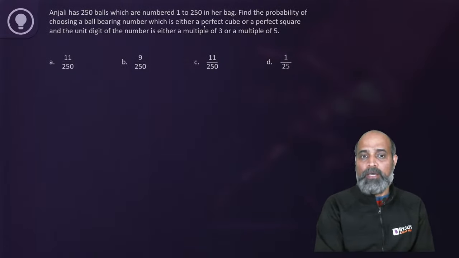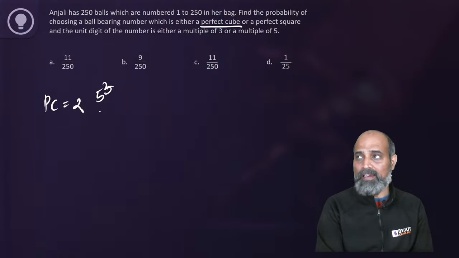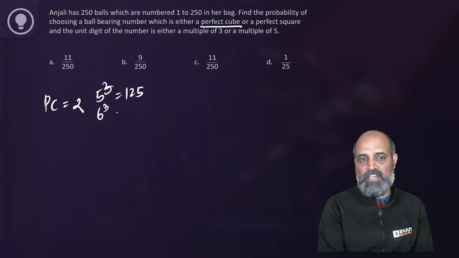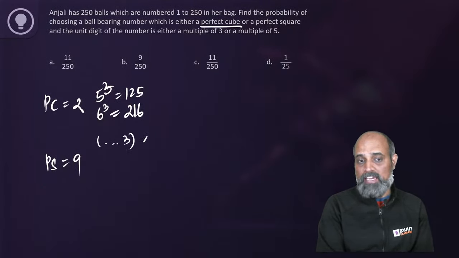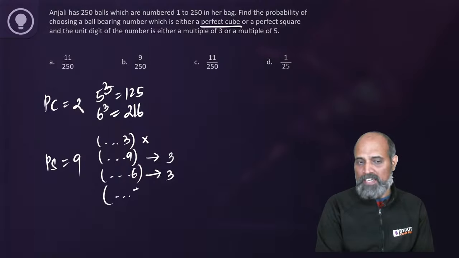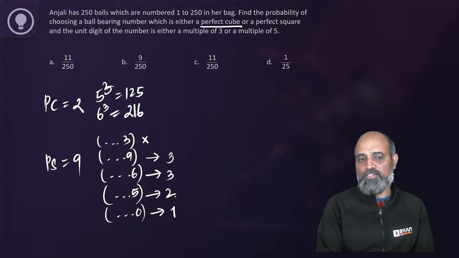Is it clear? In perfect cubes you got two cases that were 5 cube and 6 cube, which were 125 and 216. Perfect squares we got 9 cases. 9 cases में 3 से end होने वाला एक भी नहीं. 9 से end होने वाले we got 3 of them. 6 से end होने वाले we got 3 of them. 5 से end होने वाले we got 2 of them. And 0 से end होने वाला we got 1 of them.